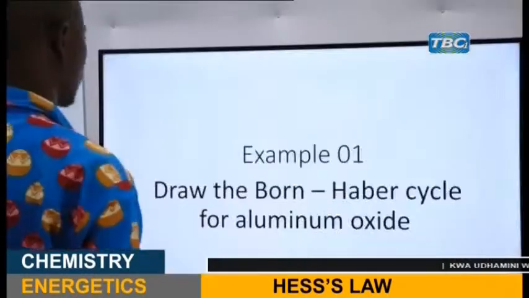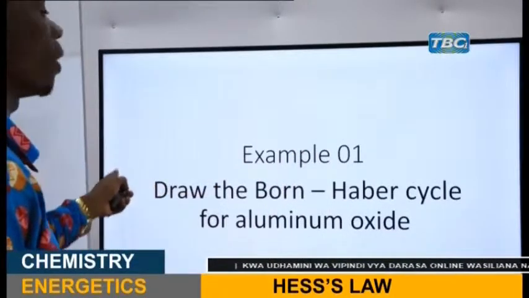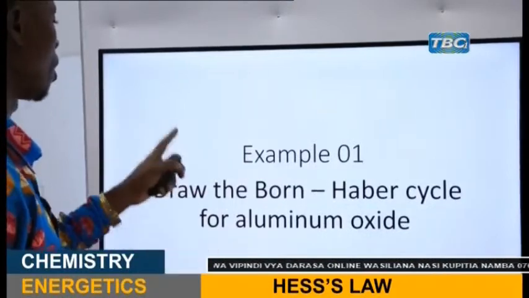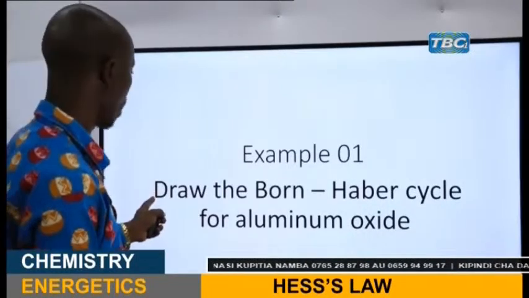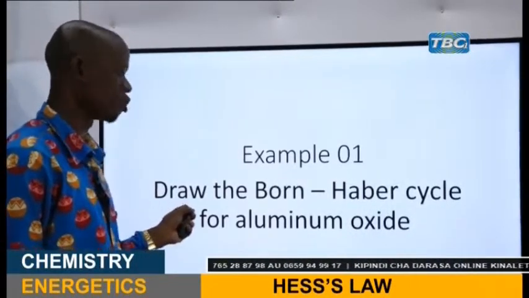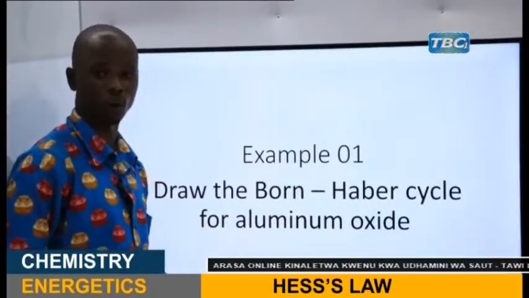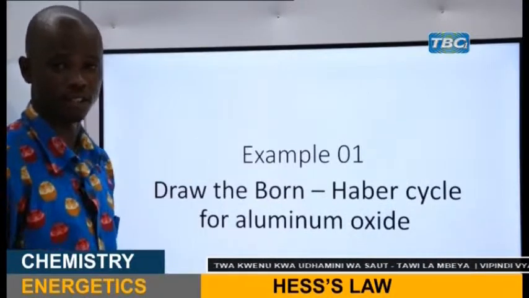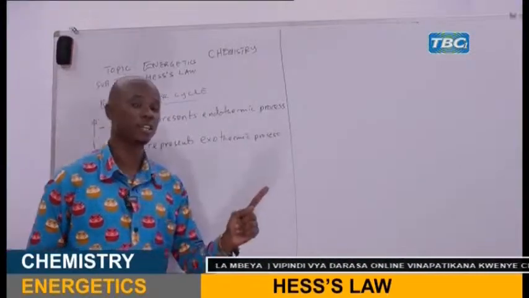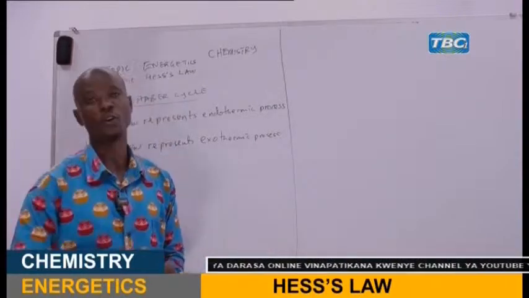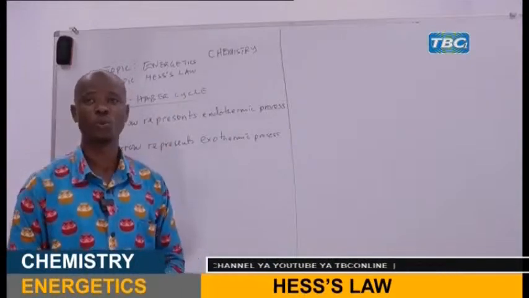We have the first example. There are different ways of asking these questions using the Born-Haber cycle, and this is one of the ways the questions might come. The first example: draw the Born-Haber cycle for aluminium oxide. That is the question. My dear students, what are you required to do, or what are you going to do with that question?